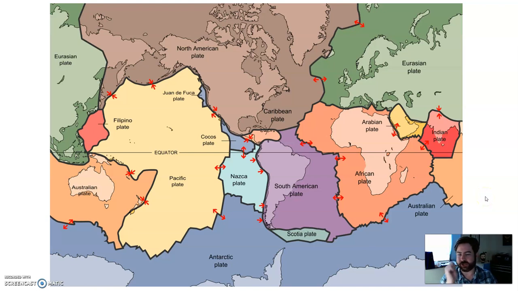Welcome back to this delicious section of plate tectonics. Hope you enjoyed your Oreos.